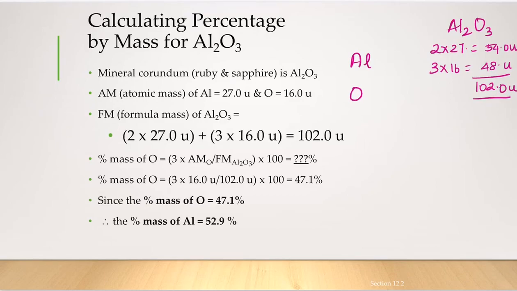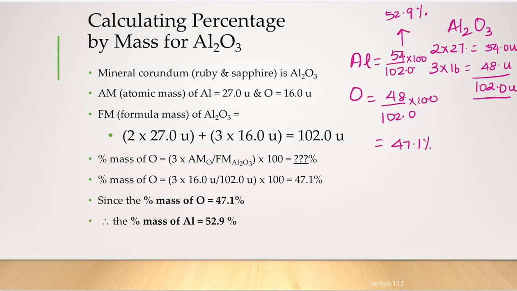102.0 units. If you want to calculate for aluminum, it's going to be 54 over 102.0 times 100, which is equivalent to 52.9%. And for oxygen, it's going to be 48 divided by 102.0, times 100, which is equivalent to 47.1%.